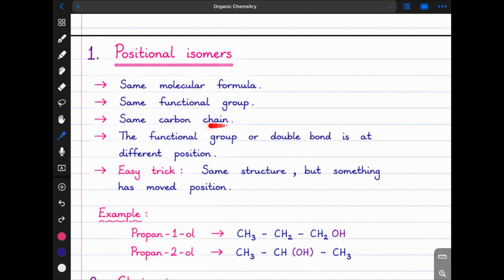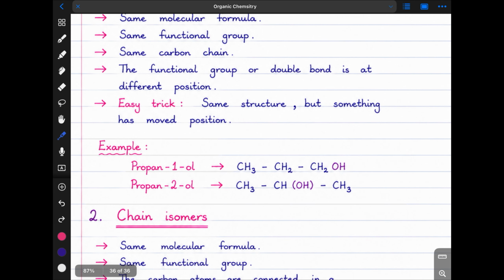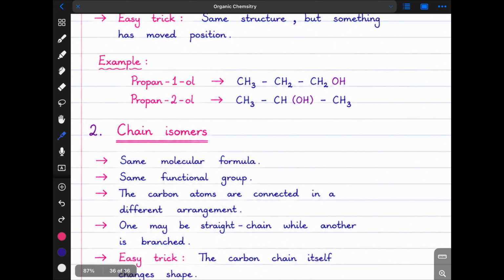And then they have the same carbon chain. It means that there is no change in the arrangement of carbon atoms, but the thing that is changing position is the functional group or the double bond. And here I've got an easy trick for you that says that in the positional isomers, there is the same structure, but something has moved its position. And now in the example, the isomers are in their condensed structural form. And yes, you can use a bracket to highlight the group that is changing its position.